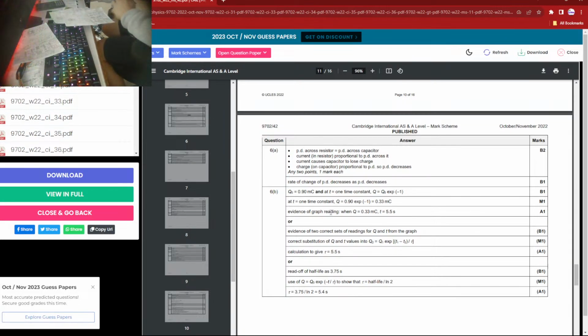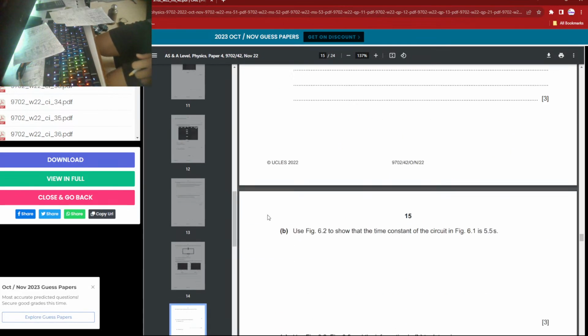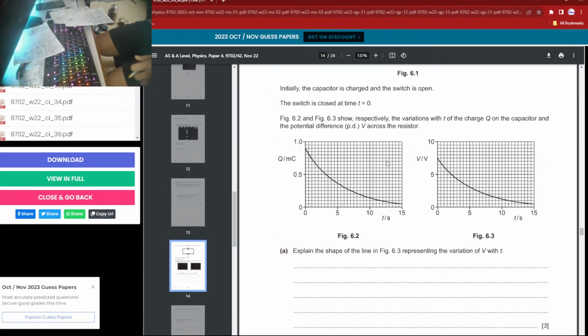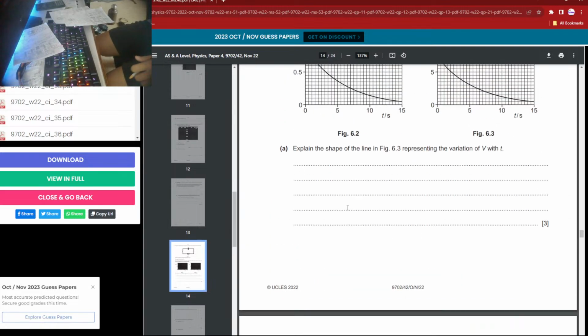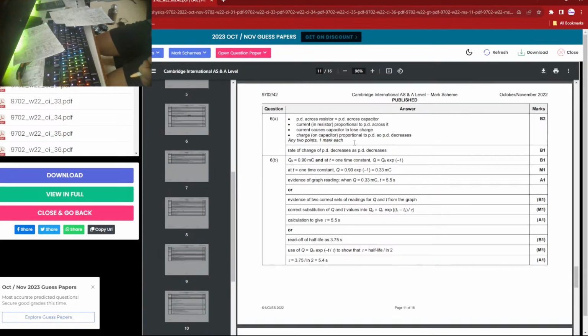Okay, B. This one I'm really confused about, which one is it? Because it says 2 correct sets of readings. Even if you get 2 correct sets of readings on this one, because it says figure 6.2, I took here and I got 5.28, it's 5.3, which is definitely not the time constant, which is really weird. Although it's correct readings, I would advise not using that. So the first one is a better one to use.